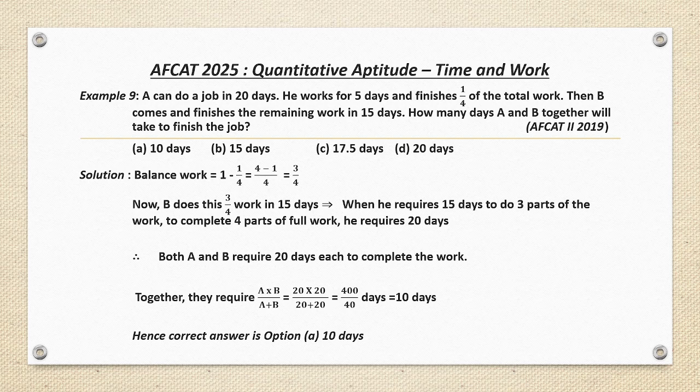So when they take 20 days each, together how many days do they require? That is A into B by A plus B. So 20 into 20 whole divided by 20 plus 20 is 400 by 40. So it is 10 days. So the correct option is 10 days there.